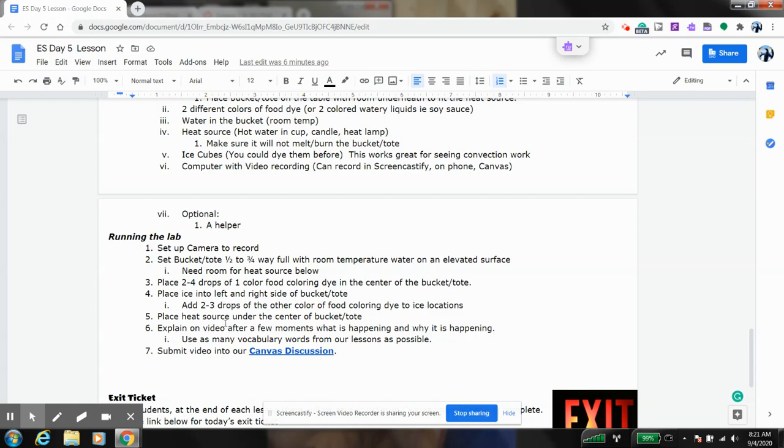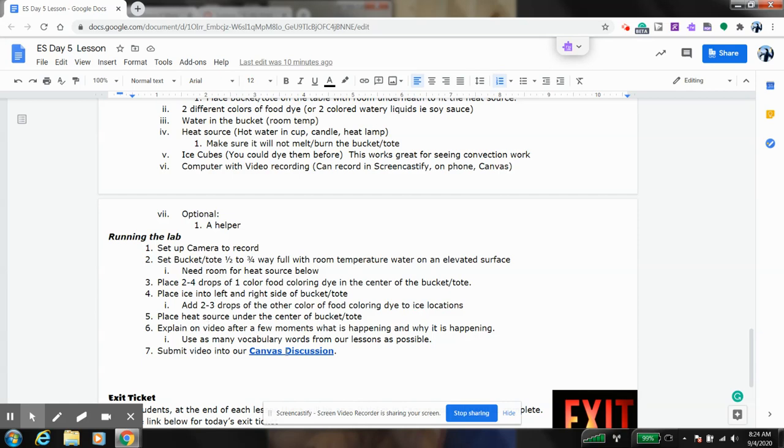All right. So once you place the heat source underneath the center of the bucket, and if I'm not being clear, so as I was saying, make sure that you follow kind of the running the lab. It's pretty straightforward. If you have any concerns of exactly what to do, go back and watch the demo and just follow what he does.